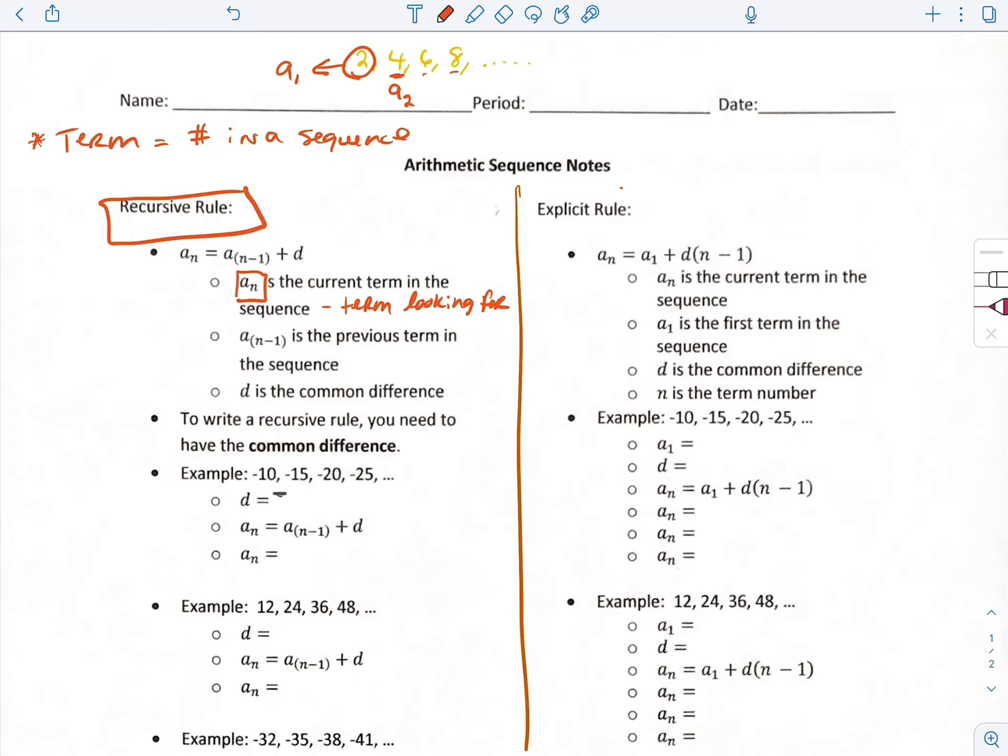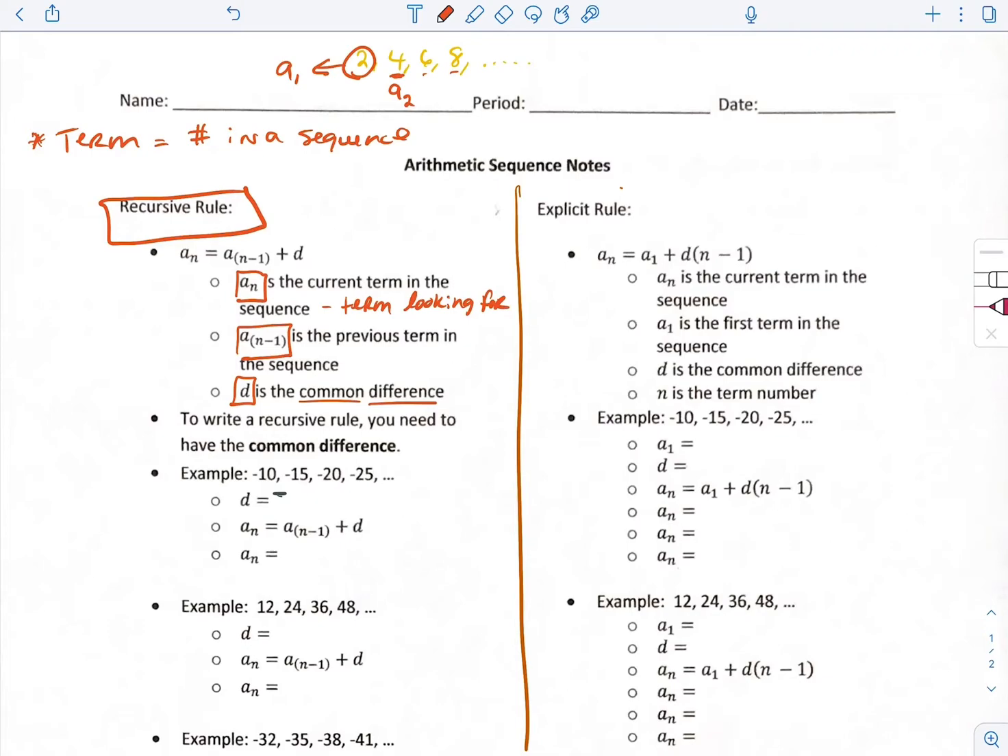Now, A sub n minus 1 is the previous term in the sequence. Again, A sub n minus 1 represents the previous term. And D represents the common difference. To write a recursive rule, you need to have the common difference.